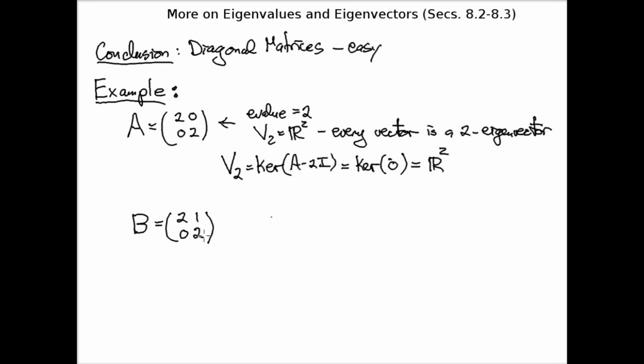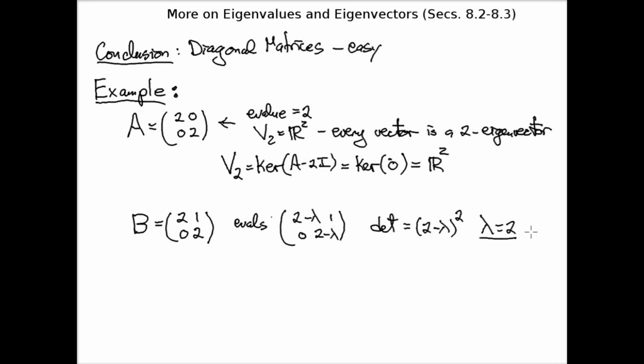Now this matrix is similar, except it has this 1 here. So what are the eigenvalues of this matrix? Well, to calculate the eigenvalues, you subtract lambda from the diagonal, and you take the determinant, and it's an upper triangular matrix, so the determinant is just (2 minus lambda) squared. The 1 doesn't matter, it's the product of the diagonal entries. And the only solution to this is lambda equal to 2.